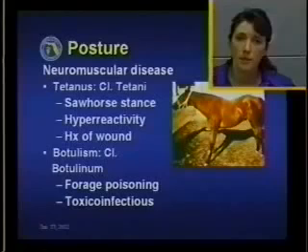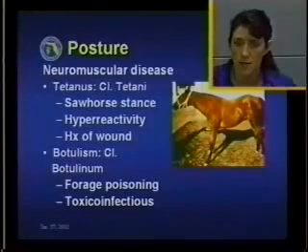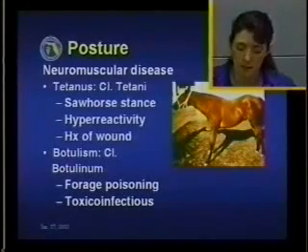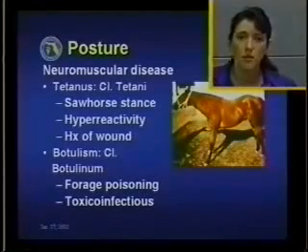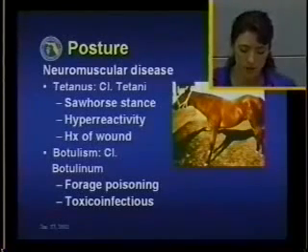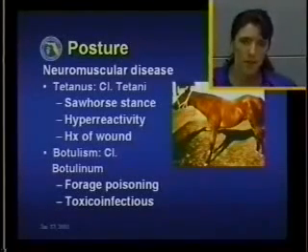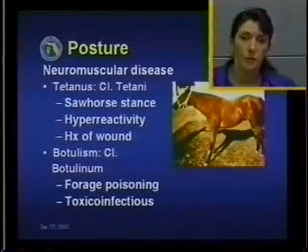Tetanus can be treated with intrathecal injection of tetanus antitoxin or high doses of systemically administered tetanus antitoxin, but very often once the clinical signs are observed, these horses are in trouble. Supportive care is also very important in these two diseases. Forage poisoning caused by Clostridium botulinum does not really have a good prognosis at all.